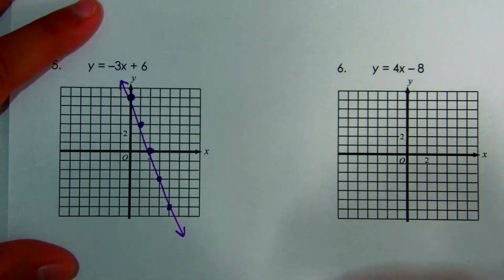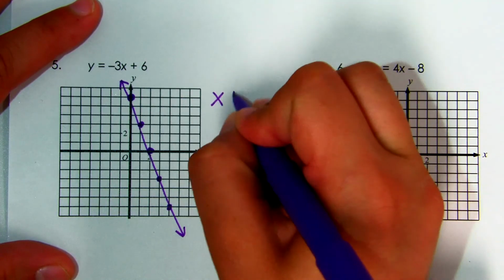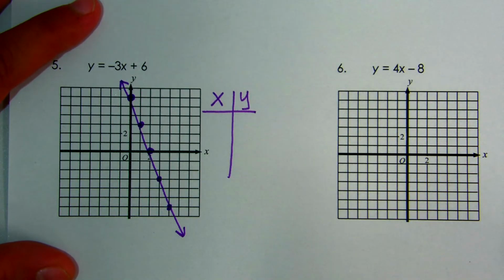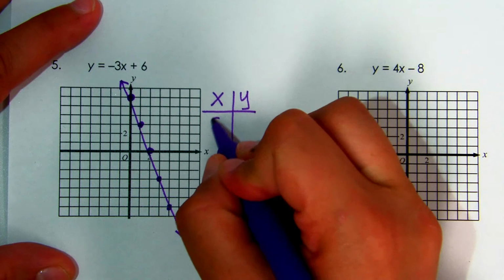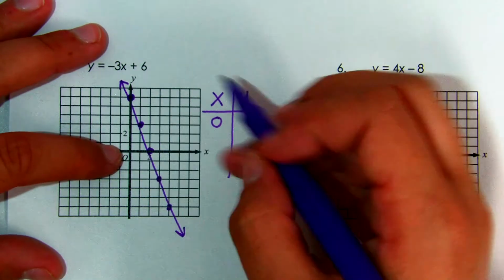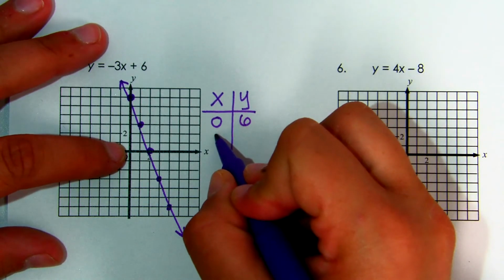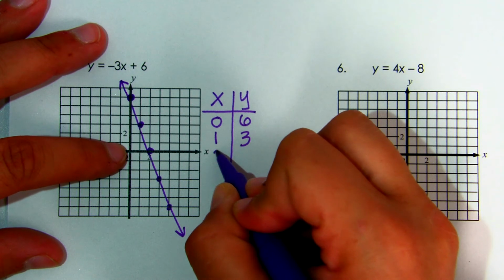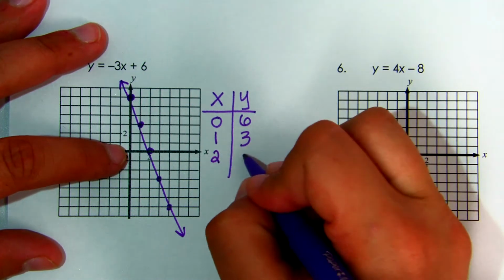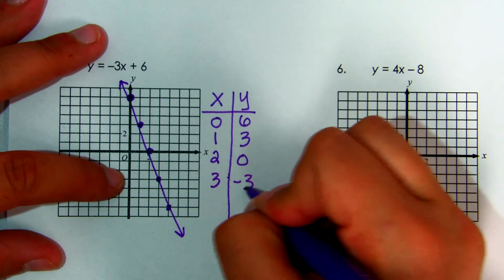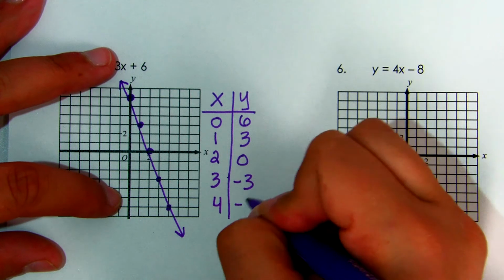Now I need to make a table so that I can find the inverse. I'm going to make an XY T-chart and record my plotted points. So I'm at 0, 6, 1, 3, 2, 0, 3, -3, and 4, -6.